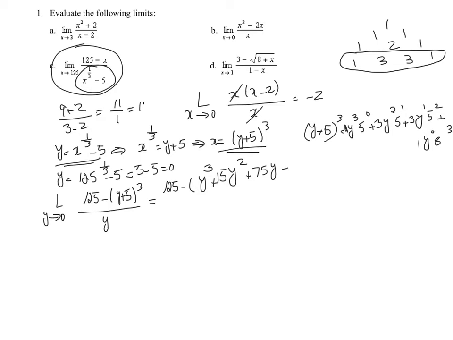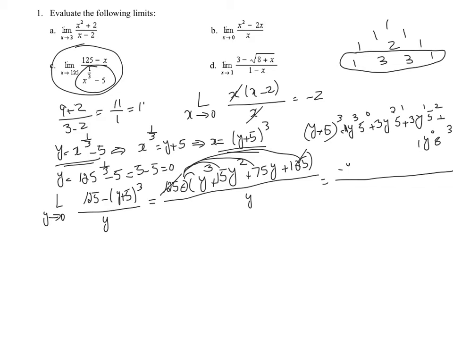y exponent 0 is 1, so I get plus 125, divided by y, which is the same as, now if I distribute negative inside the bracket, 125 and negative 125 are going to cancel, so I'm going to end up with negative y cubed, negative 15y squared, negative 75y over y, and remember this is the limit when y goes to 0.